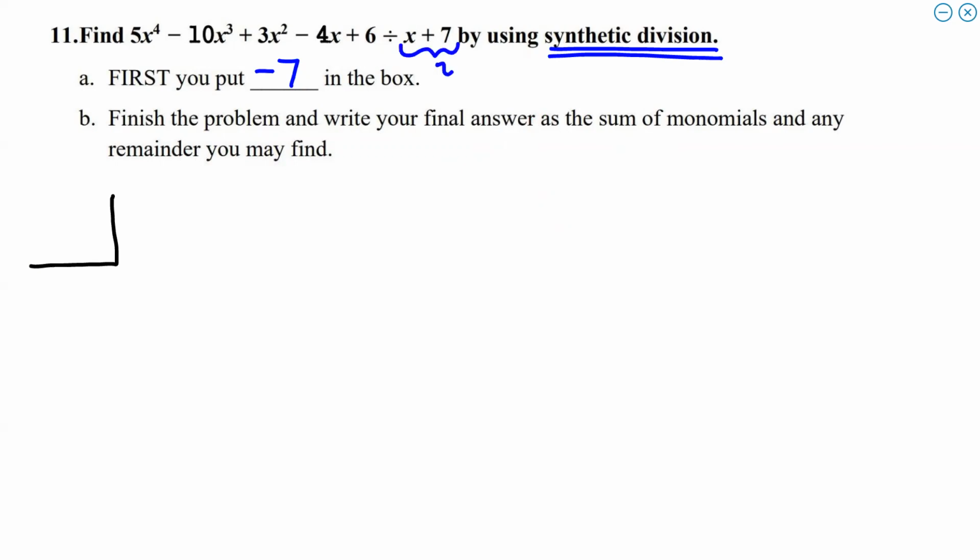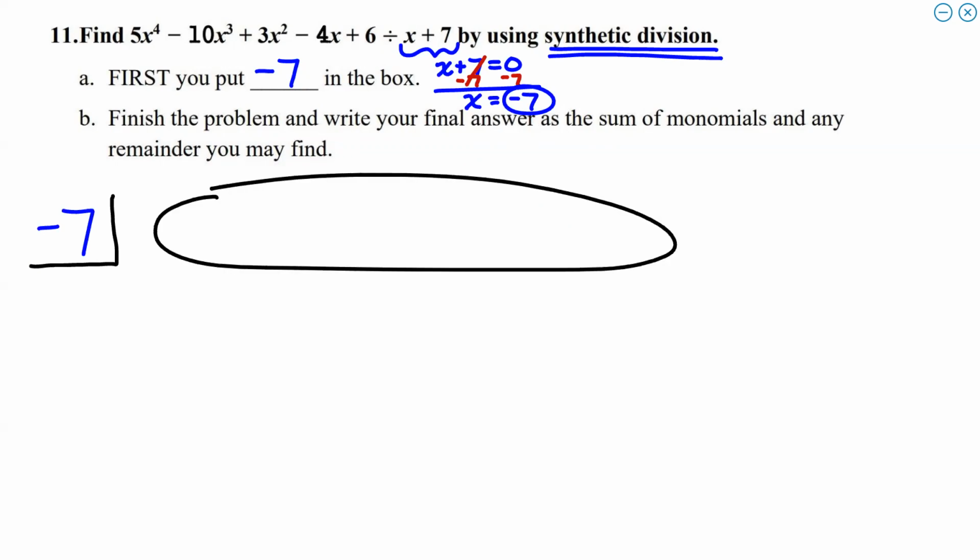Take this right here and set it equal to 0. X plus 7 equals 0. To get the x all by itself, I have to subtract 7 from both sides. So x is negative 7. All right, so I put that here. What do I put after it?